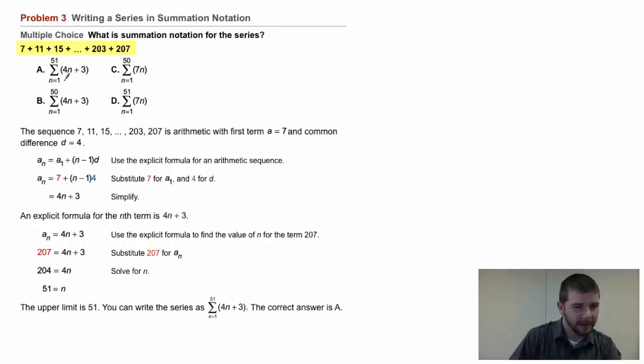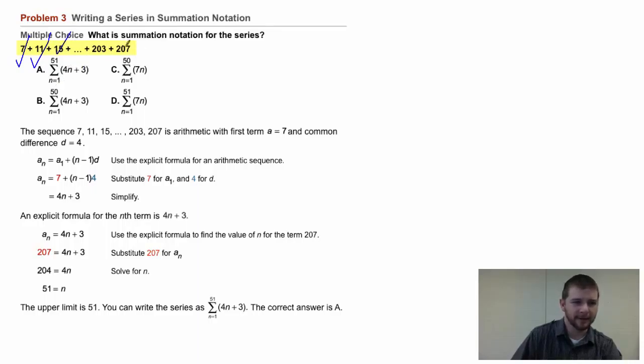So here our lower limit is 1, so we would begin by substituting a 1 in place of n. 4 times 1 plus 3 is 7. That seems to work. Then we would plug in 2 for n. 8 plus 3 is 11. This is looking good. A 3 for our third term, our 3 for n, is 12 plus 3, 15.